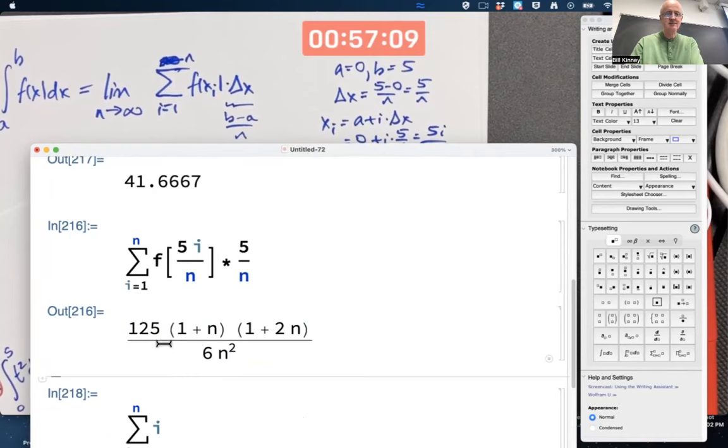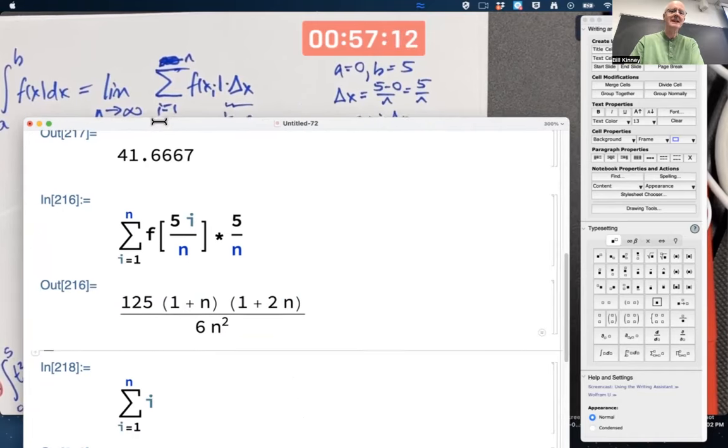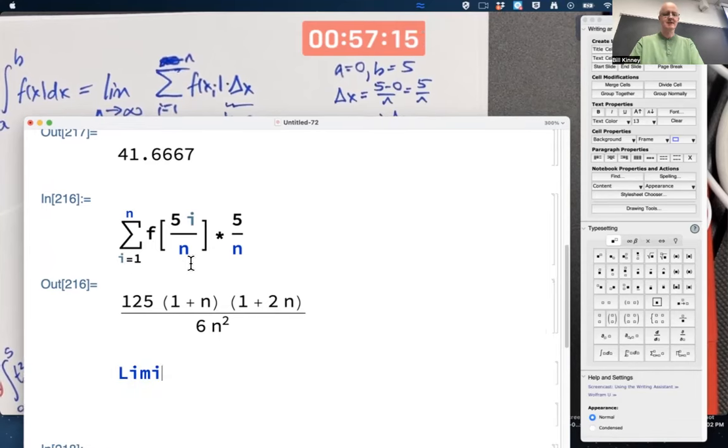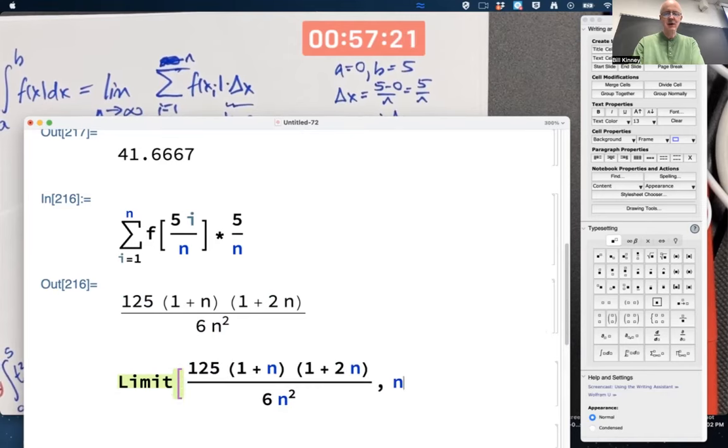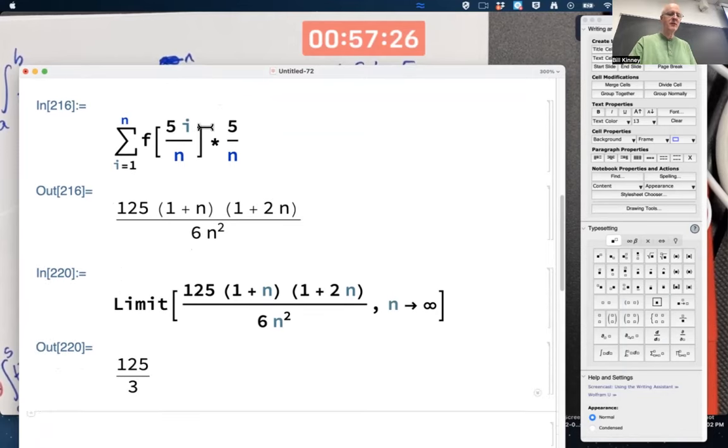Mathematica, what's the limit of this as n goes to infinity? 125 over 3. Same answer. Like magic. Poof. Same answer. Is it magic? No, it's rigorous math. It only feels like magic. It's hard, rigorous math. That's why it feels like magic.